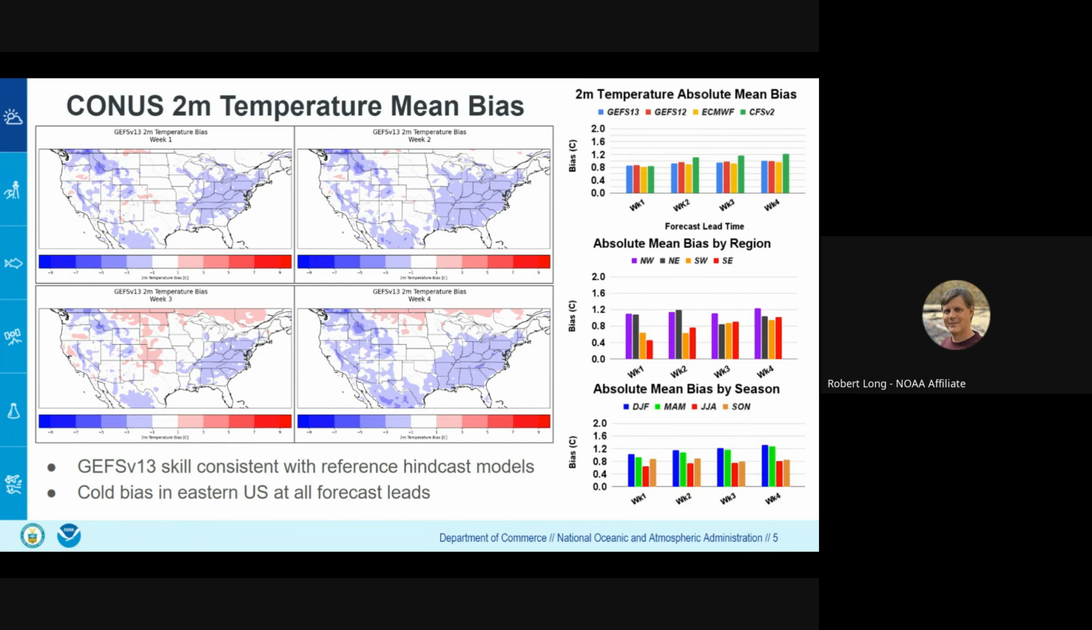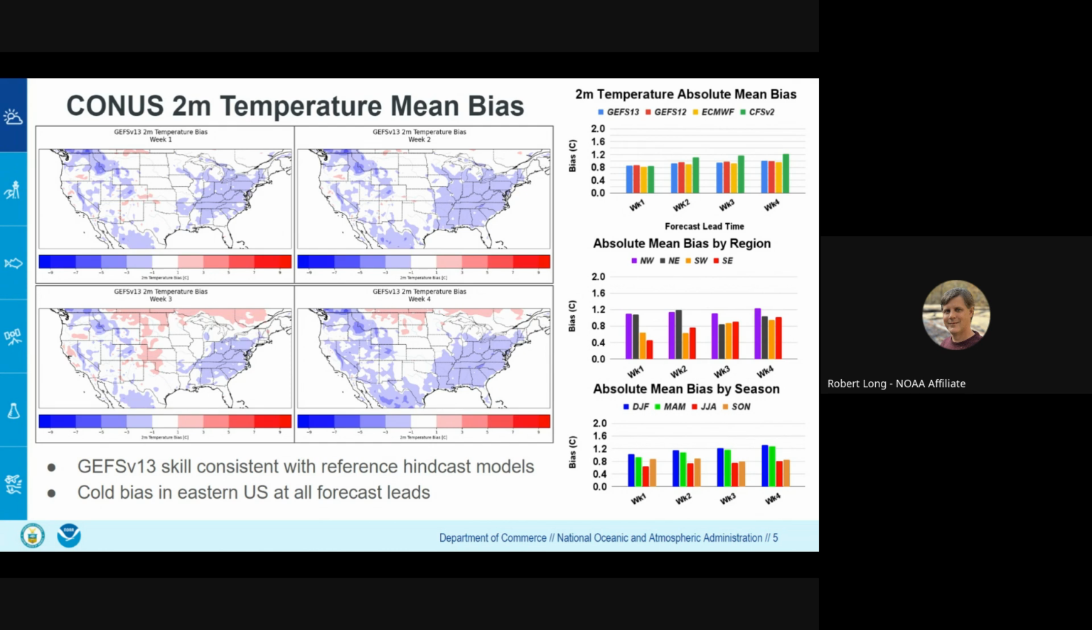And even though the hindcast is only 2 years, we see persistent cold bias across the eastern United States, which is consistent with the cold bias that's observed in GEFS12 hindcasts. On the right-hand side, you see 3 bar charts, and we're going to see the same layout for the next several slides. The 3 bar charts in the upper right-hand corner show the intermodel comparison. We've got the GEFS13 skill shown in blue, and we compare it to GEFS12, which is seen in red, ECMWF in yellow, and then furthest to the right is CFS in green.